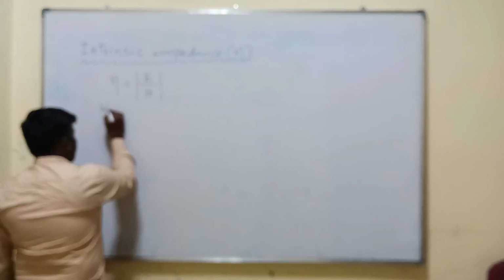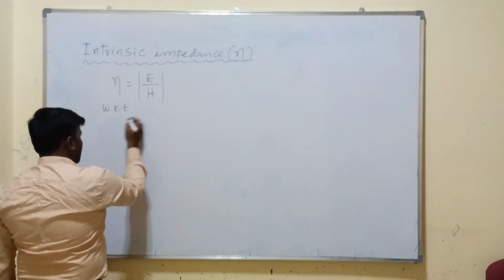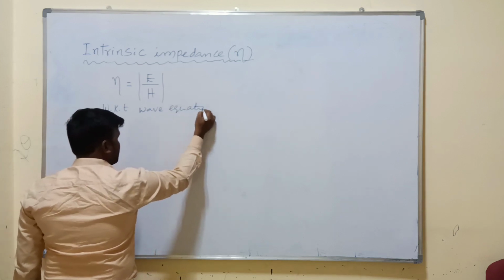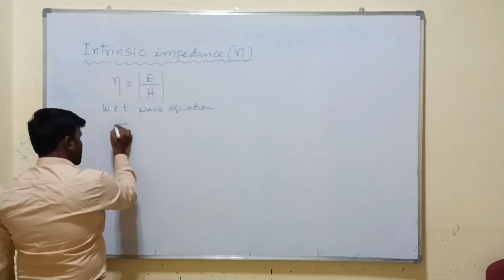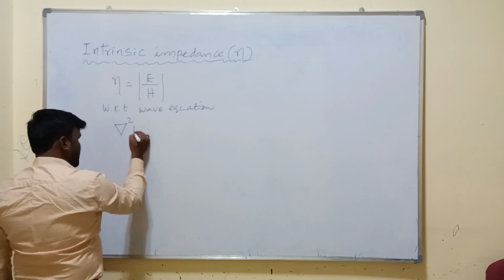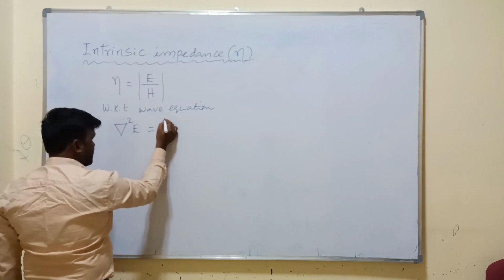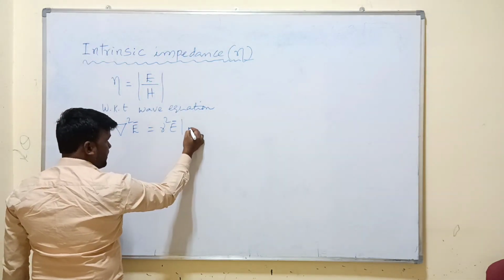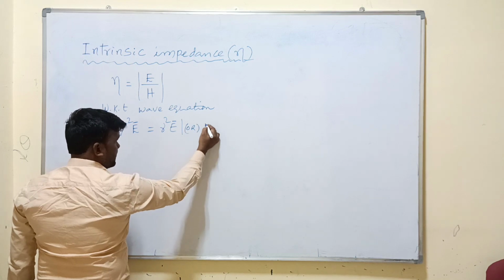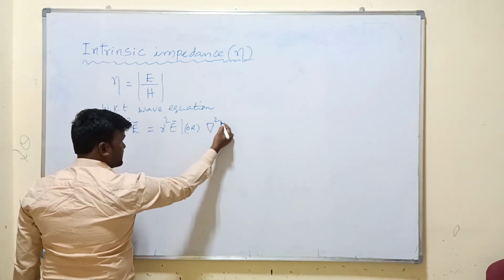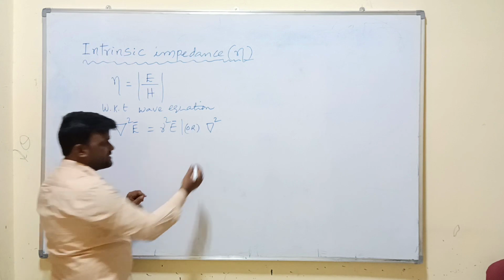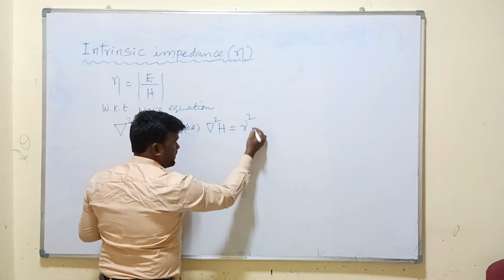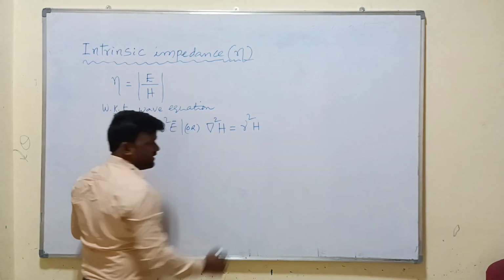We know the wave equation. What is the wave equation? That is given by del square E equal to gamma square E in terms of electric field intensity. In terms of magnetic field intensity, just replace E with H, then you will get the wave equation in terms of magnetic field intensity.